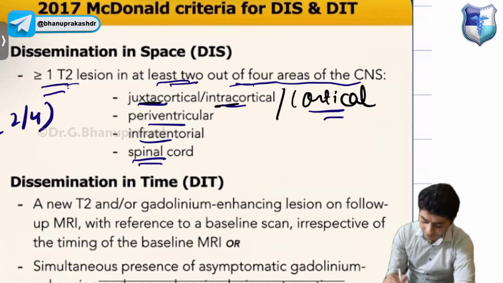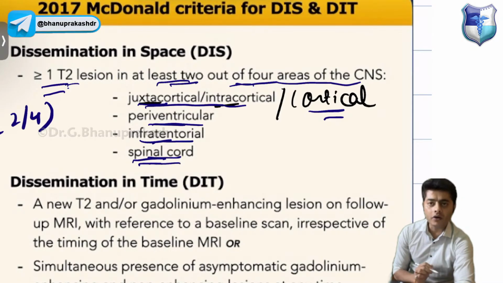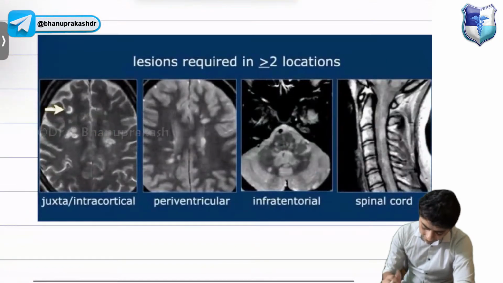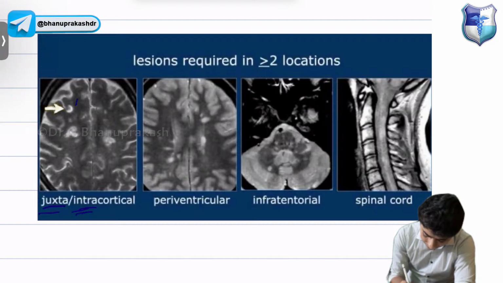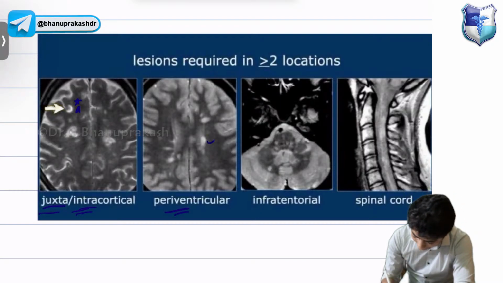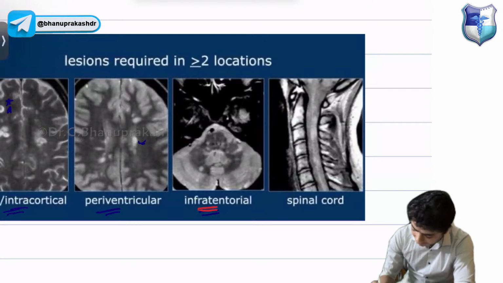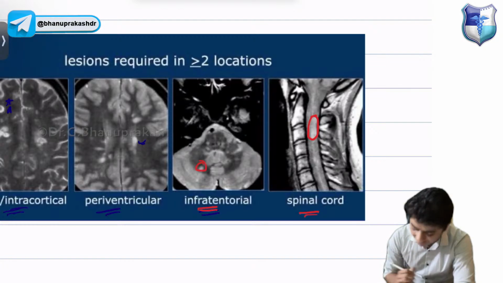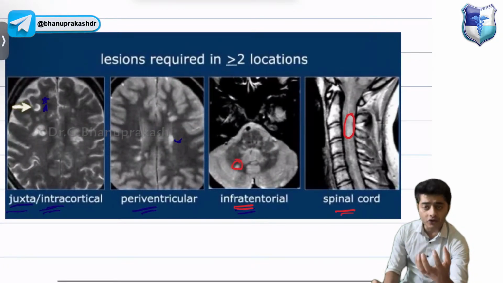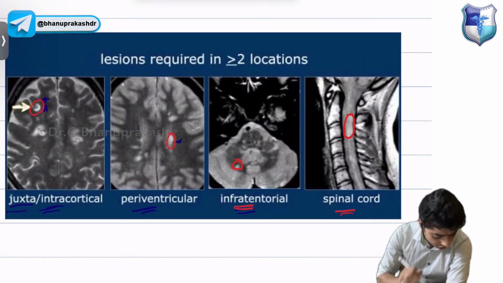And what are your 4 areas? These are your juxtacortical, intracortical, periventricular, infratentorial, and spinal cord. Now you can see hyperintensities in the juxtacortical area. You can see hyperintensity in periventricular, in infratentorial, and in spinal cord. See this hyperintensity in spinal cord. See this hyperintensity in infratentorial, that is your infratentorial part. See this periventricular area near the ventricular hyperintensity. See this hyperintensity in juxtacortical.